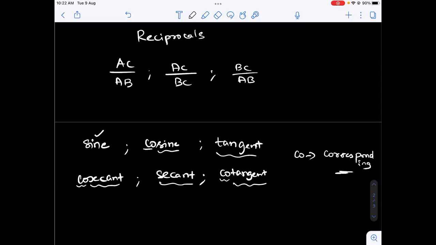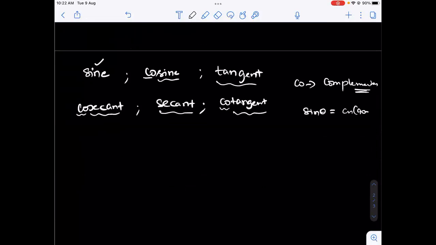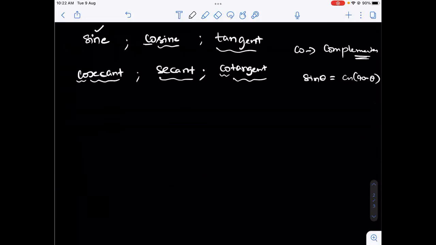What do you mean by corresponding? Sum of two angles is, sorry, not corresponding, complementary. The sum of two angles is 90 degrees. That is why, have you ever seen this kind of a property? Sin theta is cos of 90 minus theta. Second exercise, did you do or not? Sin theta is cos of 90 minus theta. Have you ever seen this? No? Okay, forget about it. Let's go from the basics.